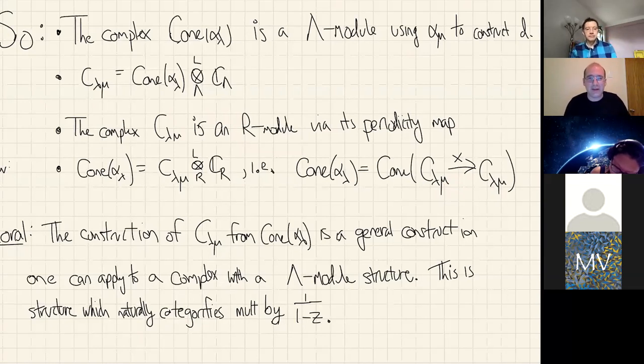We invented C lambda mu before we came up with this perspective of how to think about it. And then Matt Hogancamp sits and ponders for a while and comes up with this kind of perspective. That's the kind of thing he's amazing at. But this perspective really illustrates how you might have come up with this yourself if you were trying to categorify a denominator. Well, the exterior algebra gives you the first really visible denominator that you probably encounter, and so you try to use that to its best effect. Again, this is a completely general construction you could apply to any complex that's a lambda module.